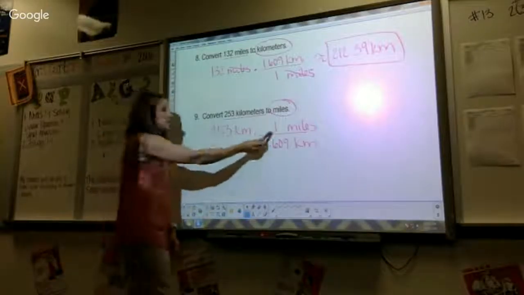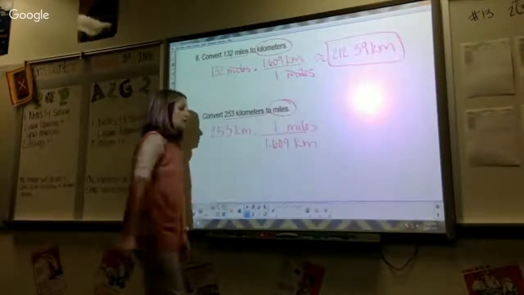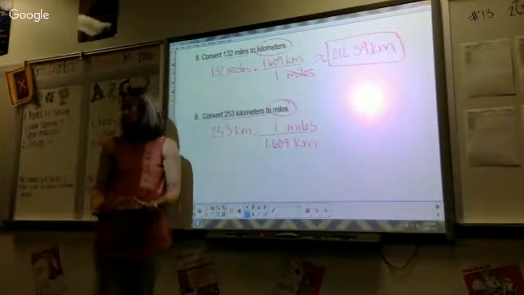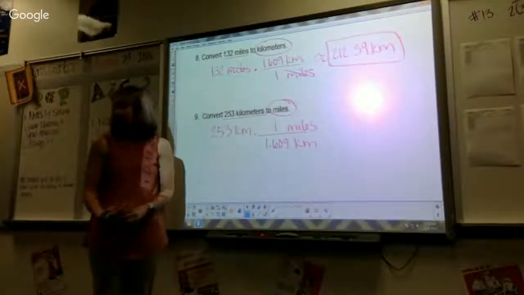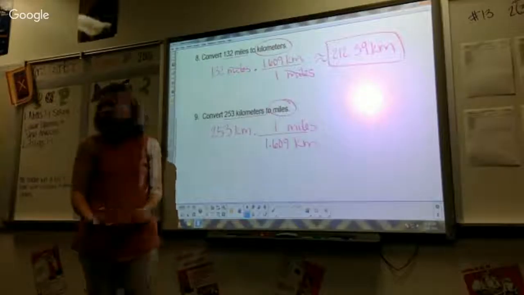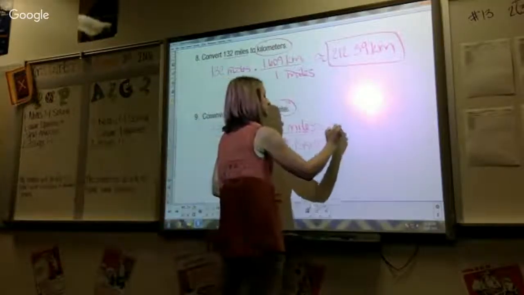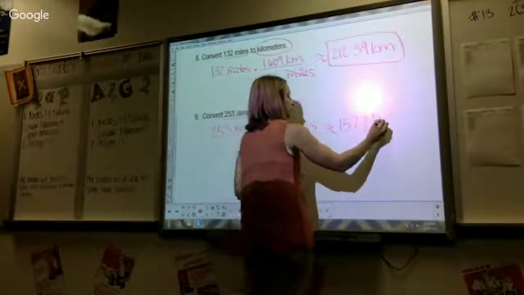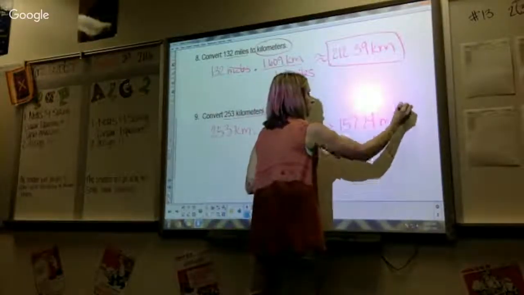If you multiply these, you get 253, and then you're going to have to divide it by 1.609. Again, I want you to approximate and round to the nearest hundredths place, which would give you 157.24. Again, label it, so in miles.